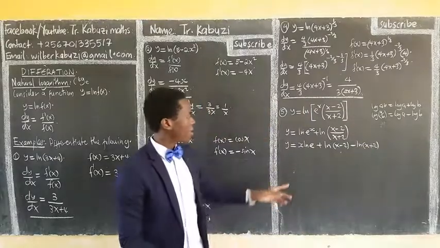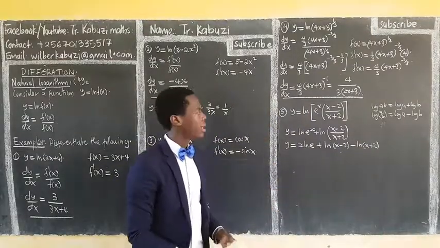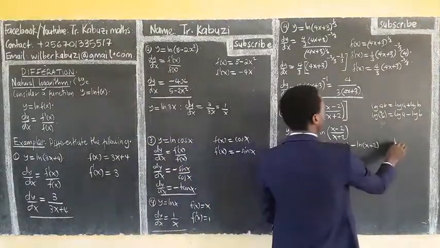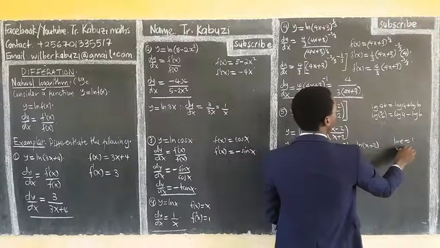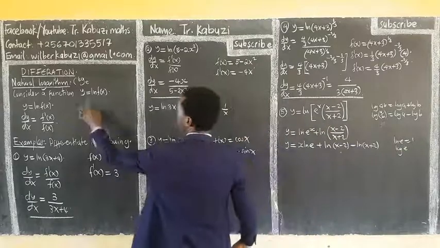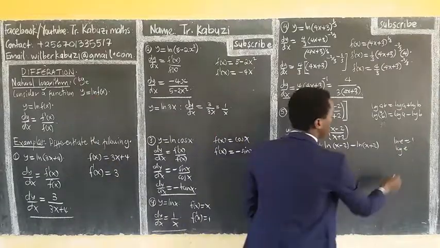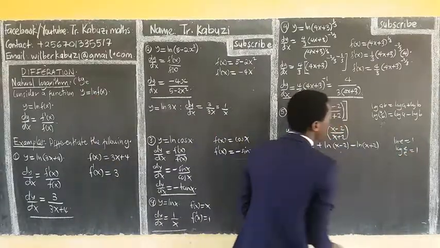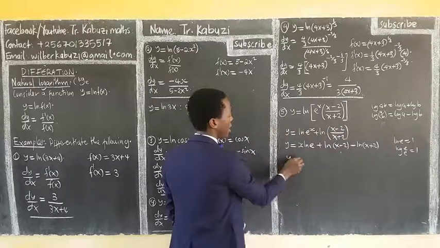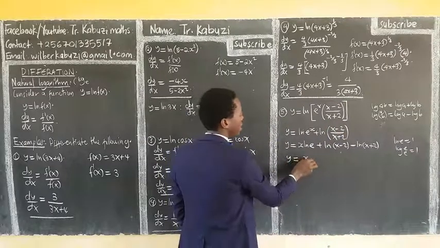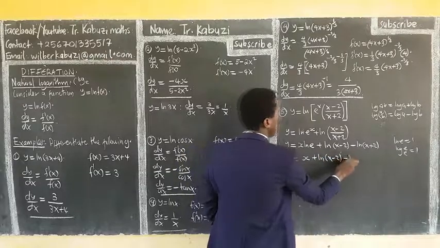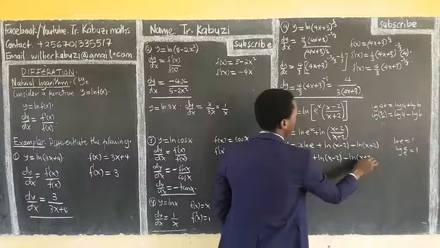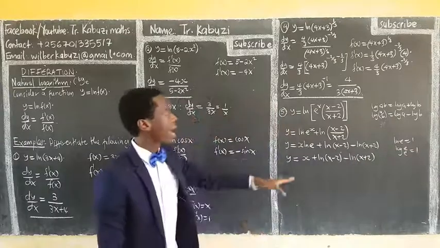But you know that always natural log of e is 1. Ln of e is 1, because this is log of e, and we say natural log is log to base e. I think you understand why it's giving us 1. So now I have 1 times this, which is x, plus natural log of (x minus 2), minus natural log of (x plus 2).